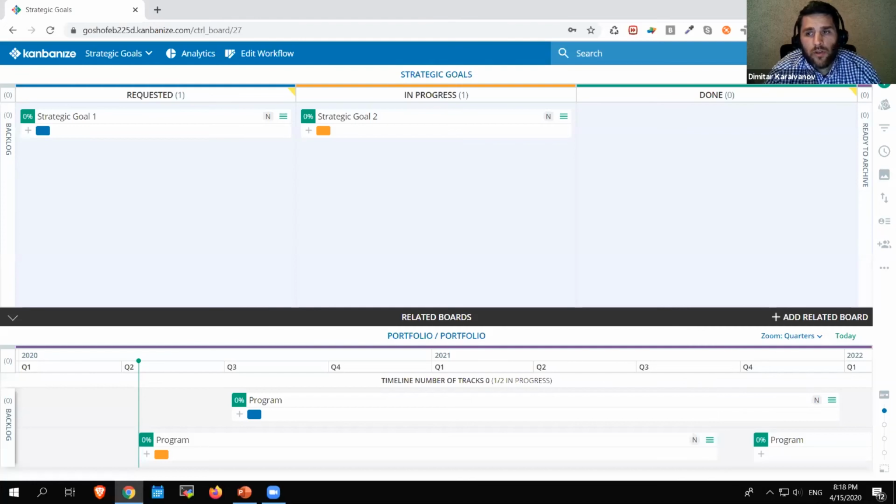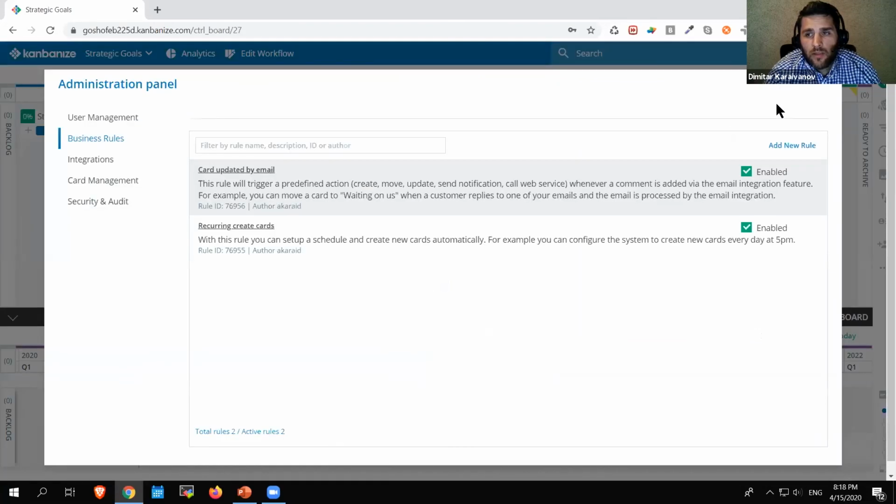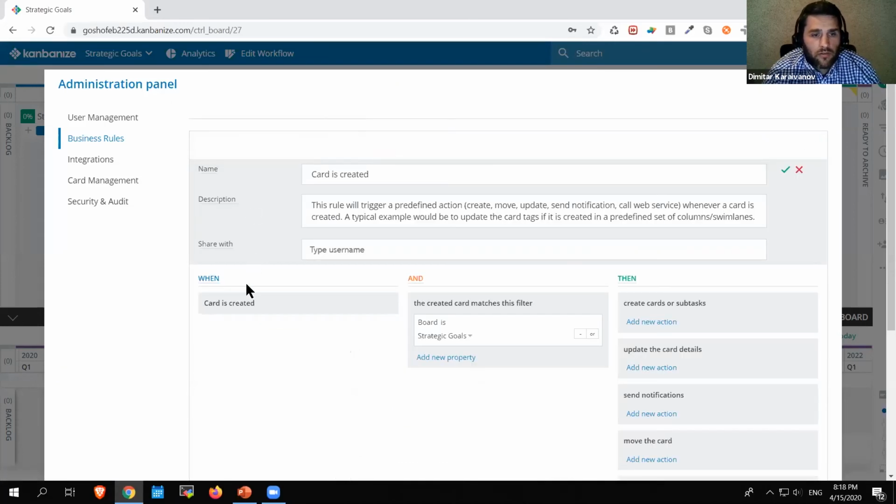We talked about automation, that we care deeply about it. I want to showcase the business rules engine. So the business rules in Kanbanize is something like a visual programming language. You can say things like, when a card is created, and it is created on this board or on that board.